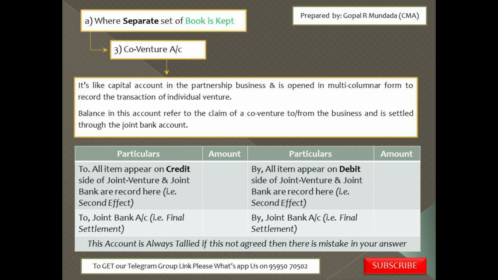Next is the co-venturer account. This is the last account opened where a separate book of account is kept. That account is the co-venturer account. It is like the capital account in a partnership business and is opened in a multi-columnar form to record the transactions of the individual venturer.